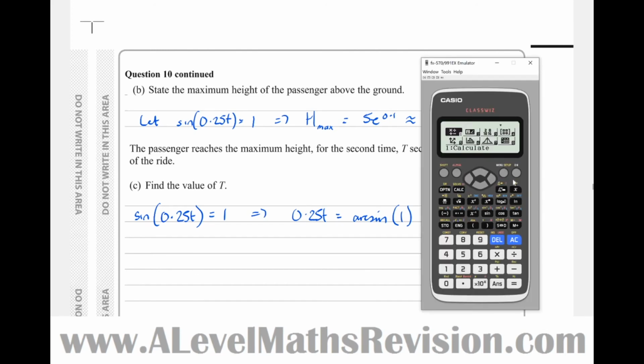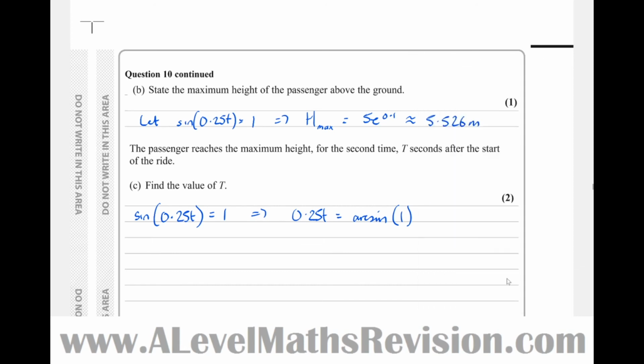Make sure the calculator is in degrees mode now. Sorry, radians mode, because the question's in radians. Anything to do with calculus is always going to be in radians when you're integrating or differentiating, that is. So the angle unit we want to be radians. So arc sine of 1, and you should know it's pi over 2, but it's always nice to confirm. There it is, half pi. So equals pi over 2.